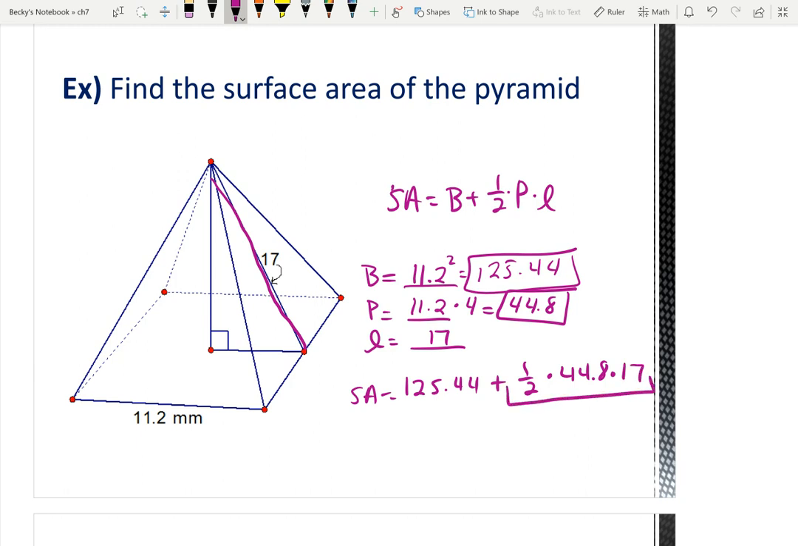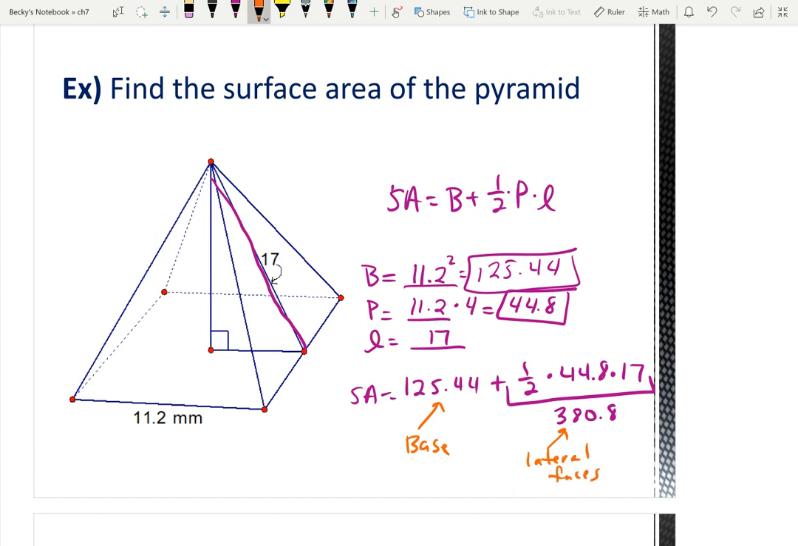Okay, so let's multiply some of this together. 0.5 times 44.8 times 17 is 380.8. Okay, now sometimes you might be asked, what is just the area of the base? So it's very clear at this point, this is the area of the base. What's this? This is the area of the lateral faces.